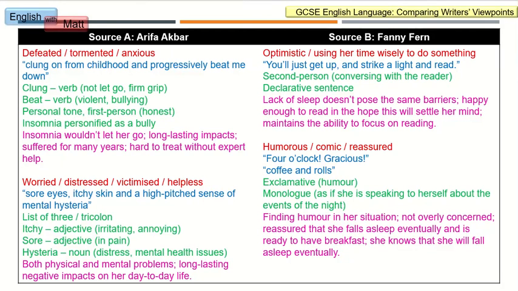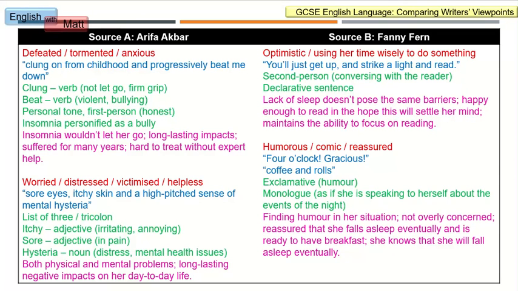She says things like 4 o'clock, gracious, and she mentions coffee and rolls that she's eating in the morning for breakfast. Exclamative sentence there, quite humorous maybe with the exclamation marks. And you could also say the method here is almost like a monologue.